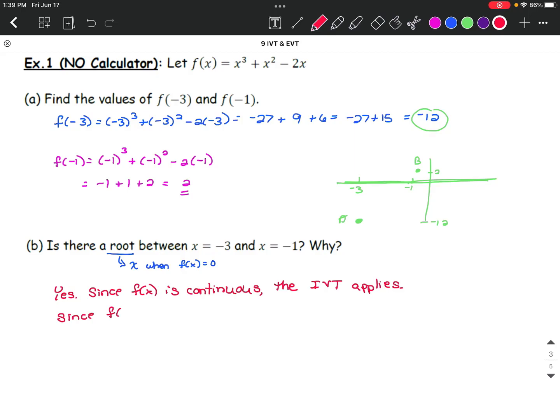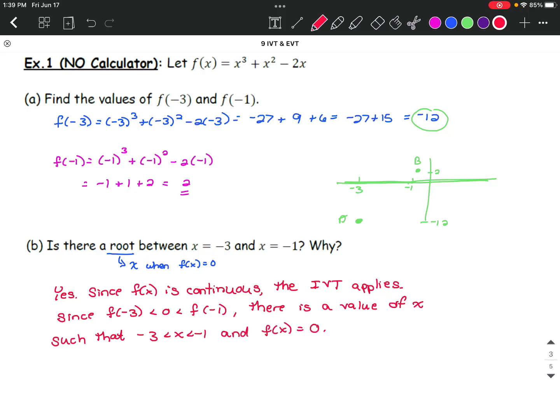Since f of -3 is less than 0, is less than f of -1, there is a value of x such that -3 is less than x is less than -1, and f of x equals 0. See, the write-up, as always, is more difficult than actually finding the answer. Okay, that write-up for the AP can sometimes be tricky.